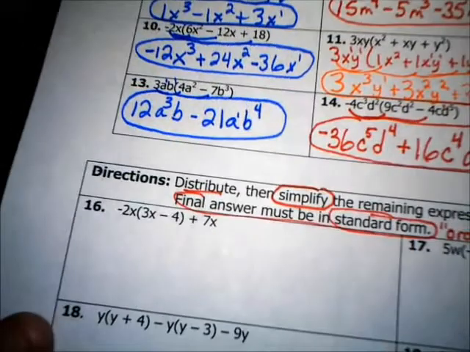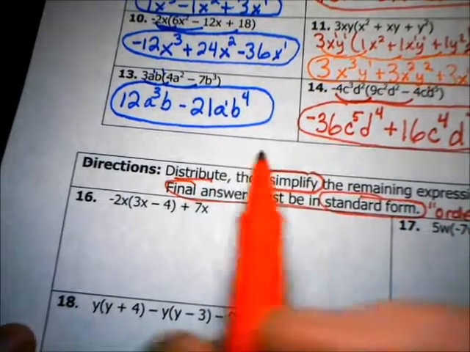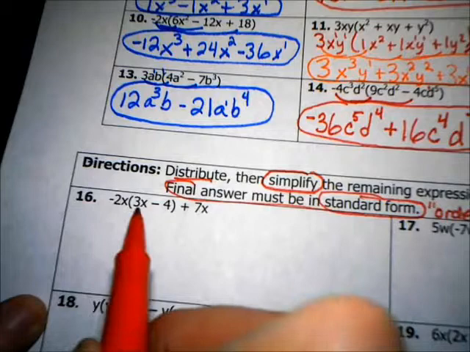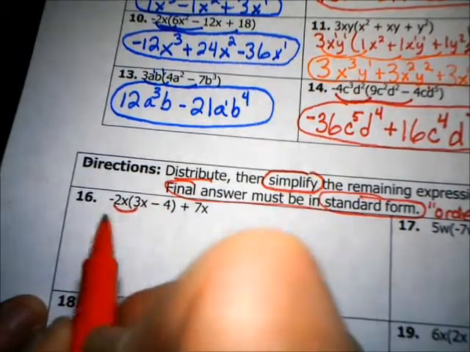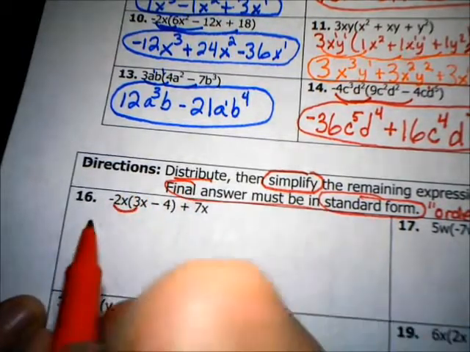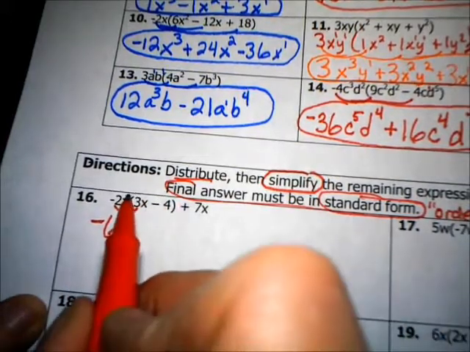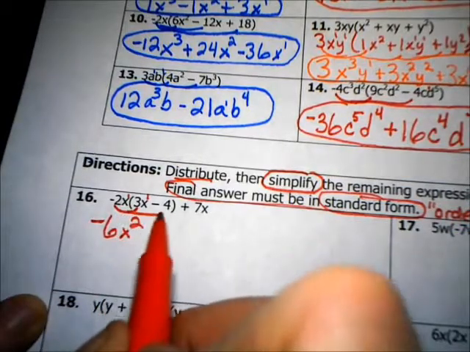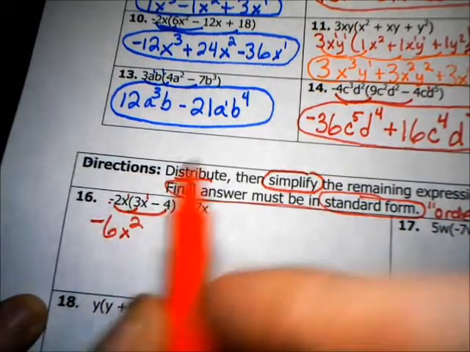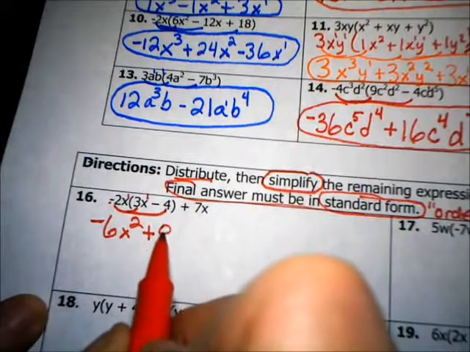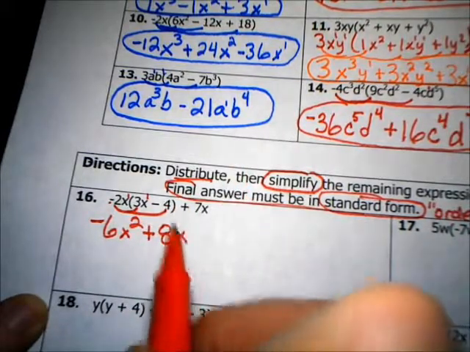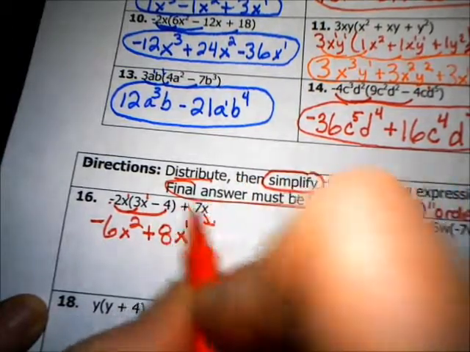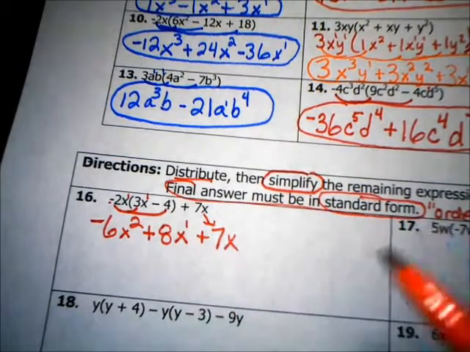So if I look at 16, I see I have the parentheses, so this monomial, this negative 2x, I have to multiply it times this binomial first. So I'm going to multiply negative 2 times 3 and end up with negative 6. Now the x's, x^1 and x^1 becomes x^2. Then I'm going to multiply it times the next item. Negative 2 times a negative 4 turns to a positive 8. And I carry the x over as it is. Then I have to bring down the rest of my problem, which was a plus 7x.